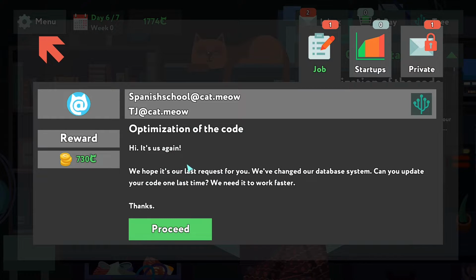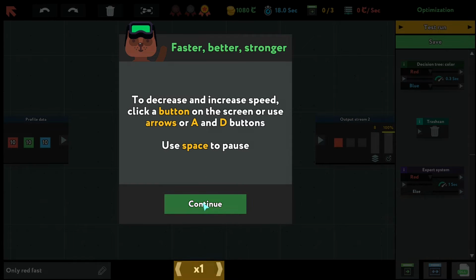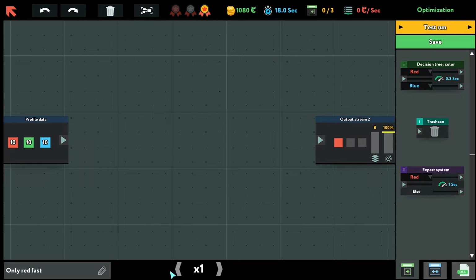Okay. What about optimization? Optimization of the code hides us again. We've changed our database system. Can you update your code one last time? We need it to work faster. Okay, this is the school, I'm guessing, again, for the MIT thing. To decrease and increase speed. Oh, there's a... Okay. And use space to pause. Okay, that's good to know. So we need red here. Okay.